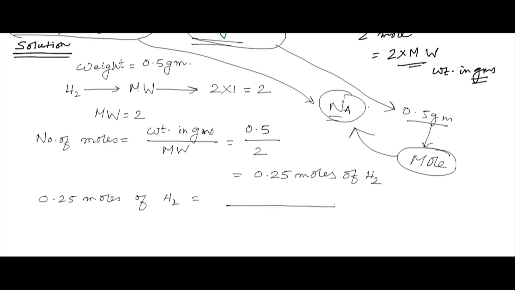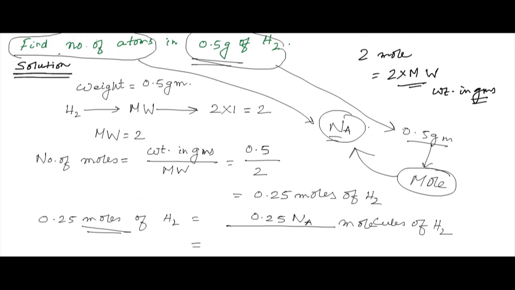First we have to find out how many molecules of H2. First of all, what is it said? Moles is said. So first I write Na. How many moles? 0.25. So I write 0.25 Na. Okay, so I find the molecule. But what is said? We have to calculate the number of atoms.